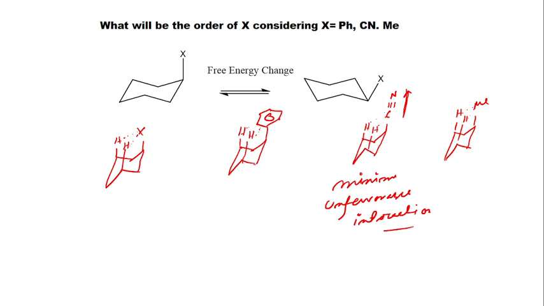And here this is the moderate. Moderate in the sense that among these three, comparable is moderate. Moderate unfavorable interactions. And here, as this Ph group is quite bulkier and it has some rotation around this C-C bond, due to that, it suffers from the higher unfavorable interactions.